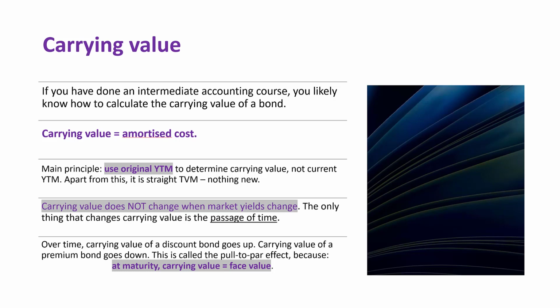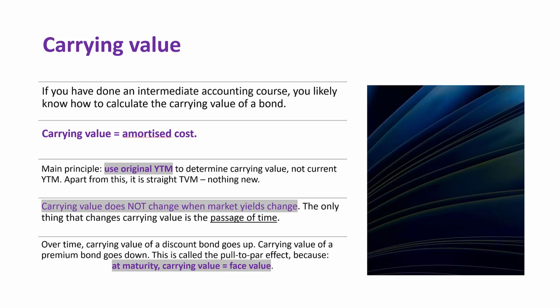As indicated on the screen, the key principle is to remember to use the original yield to maturity and not the current market yield. Apart from that, there is nothing new, and you will get the right answer as long as you also remember that time passes, and with each passing year, the time to maturity gets less and less. To emphasize the point, the carrying value of a bond changes only with the passage of time and not in response to current market conditions.